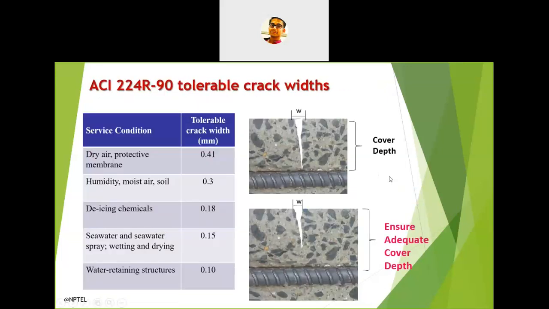Now, according to ACI 224R, they have mentioned some tolerable crack widths. You can see for different service conditions what the tolerable crack widths are.